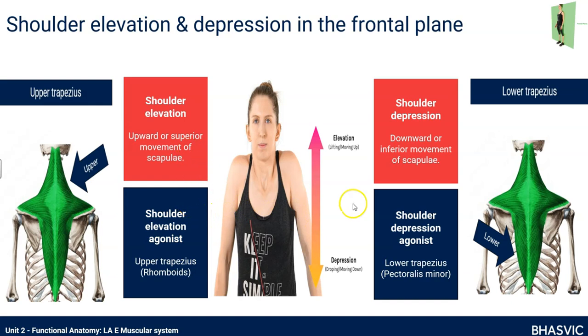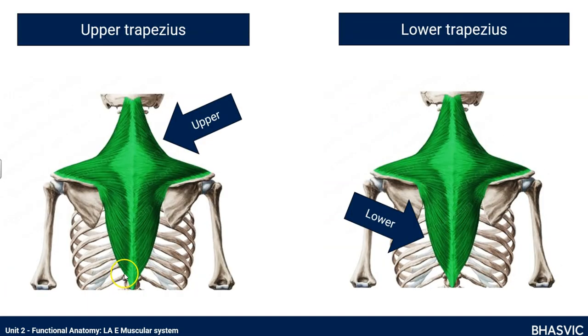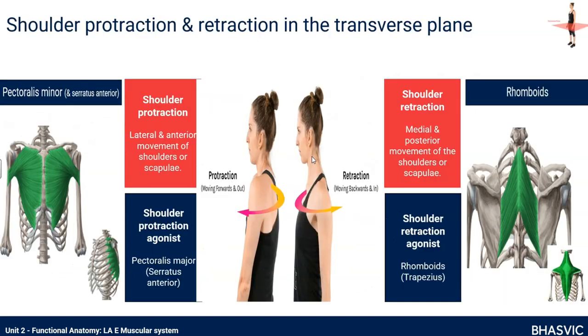Elevation is upward movement. Depression is the downward movement. If you pull your shoulders back down as low as they can go, that is shoulder depression. The agonist is the lower trapezius fibers. So the upper fibers pull up for elevation, and the lower fibers of trapezius pull the shoulder blades and your shoulders downwards for depression. Again, it is mainly a scapular movement, but your shoulders move as well. Here are the images enlarged.